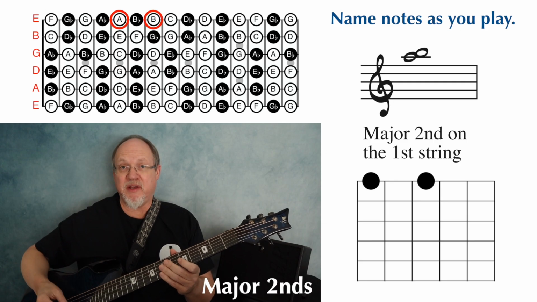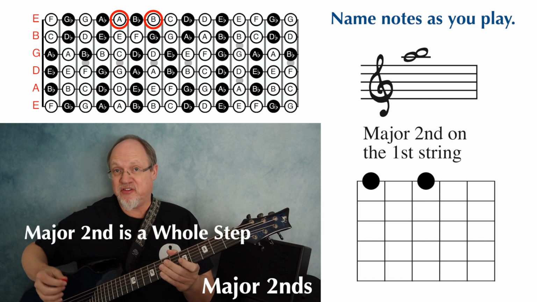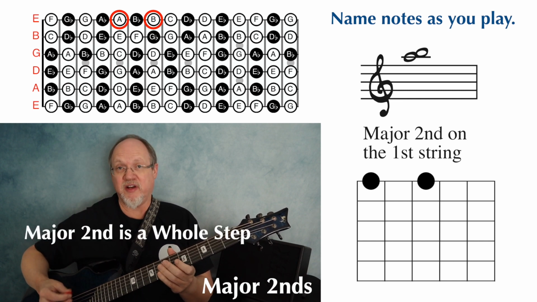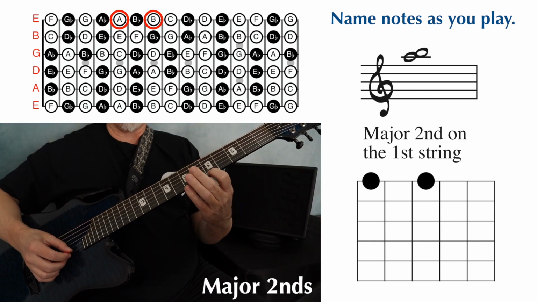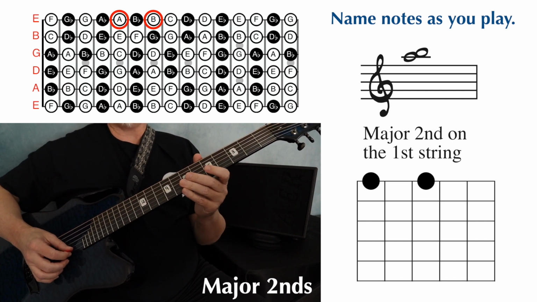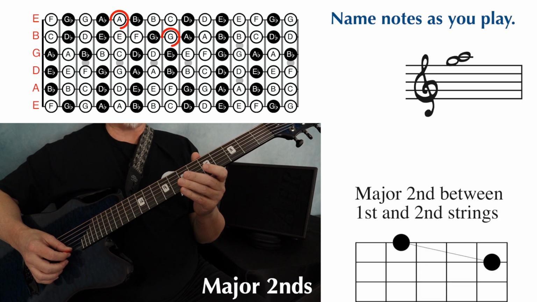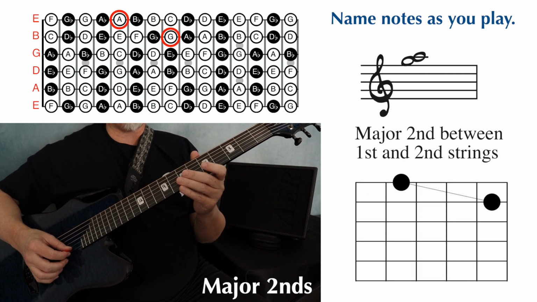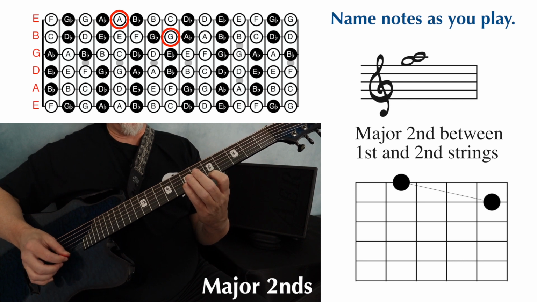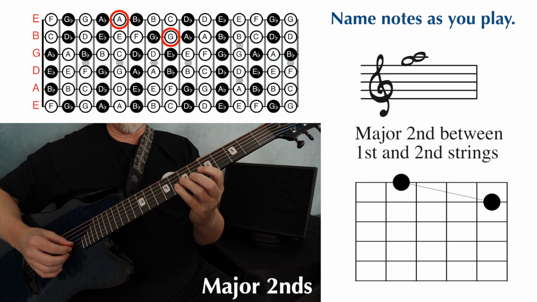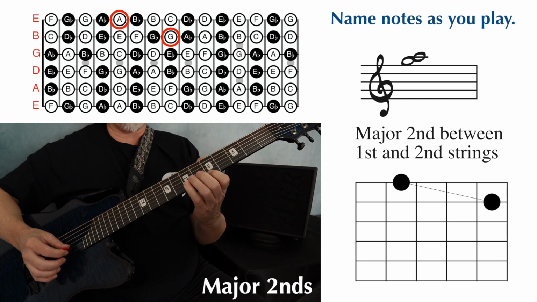Let's take a look at these major seconds now. Remember, a major second is also a whole step, so you learned how to play whole steps in Module 2. So major second on string 1 only, A, B. So 2 frets away on the same string. Major second between strings 1 and 2 is going to be 3 frets distance. So here's an A, 3 frets away on string 2 is G, A, G.